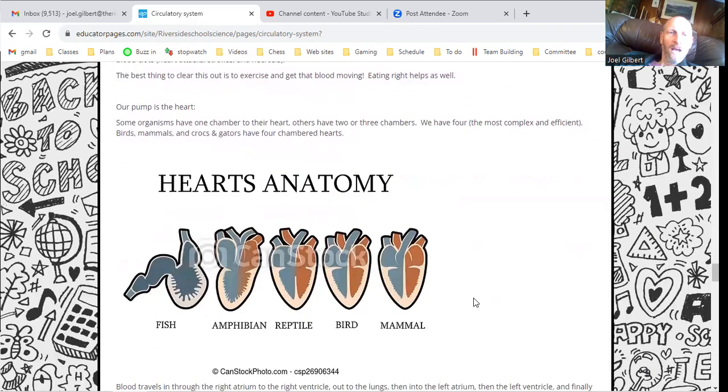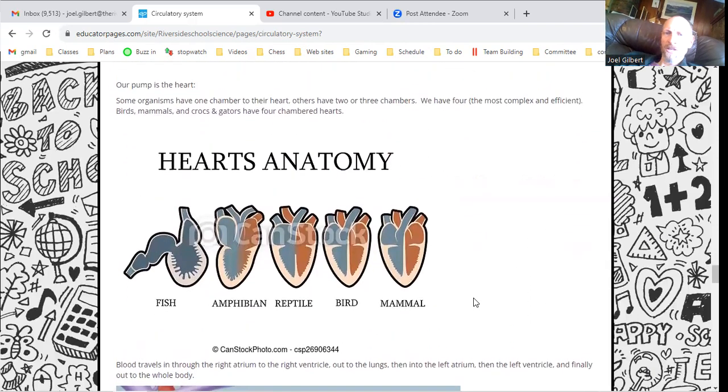And then onto the heart. Different creatures have different kinds of hearts. Earthworms have 5 aortic arches. Some have a single pump. Our heart has 4 chambers.